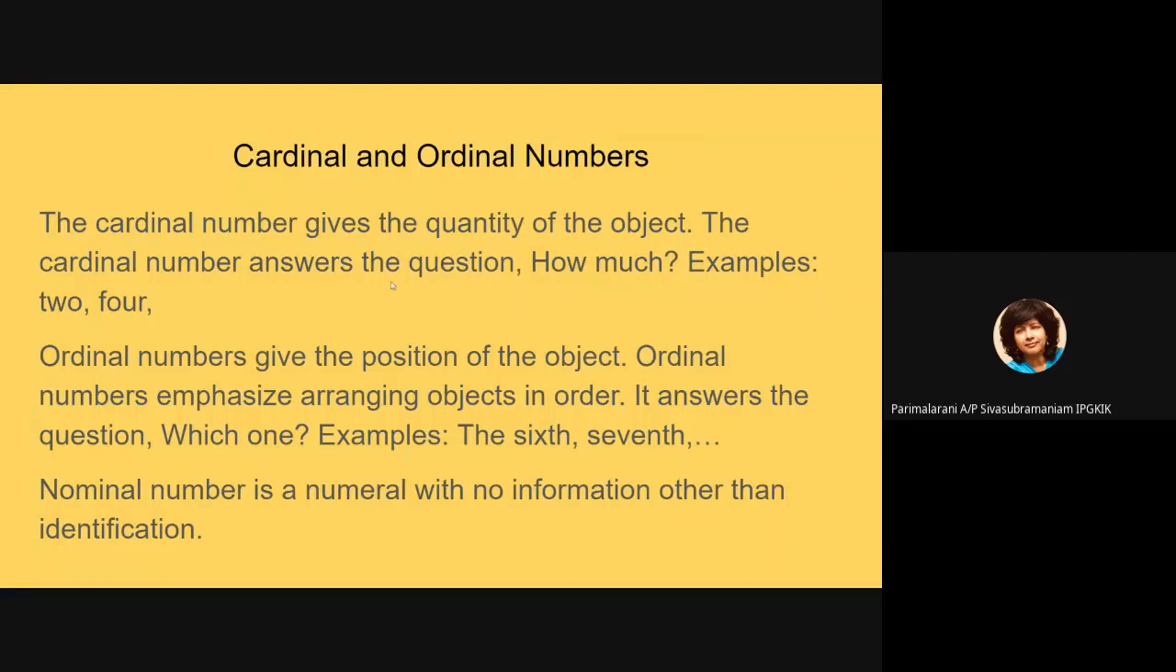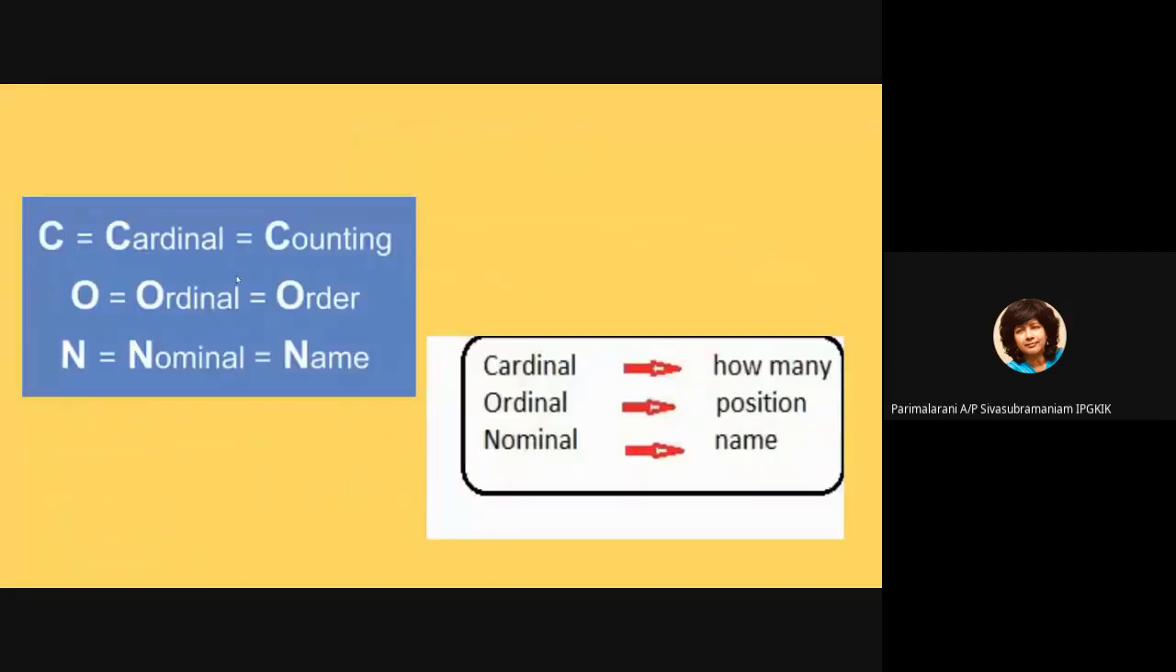Ordinal means position, cardinal is how many. So this is how we can remember. Cardinal is for counting how many. Ordinal is for order, the position. Nominal means name. So this is how we remember the 3 different numbers. Cardinal is how many, ordinal is position, nominal is name.